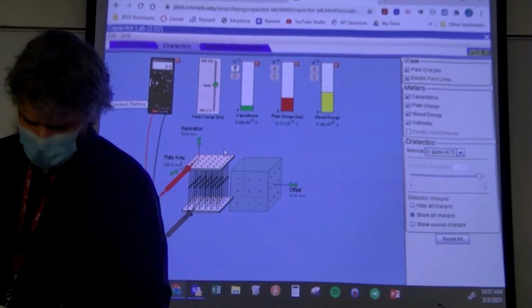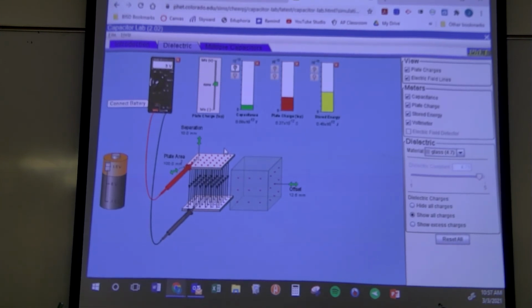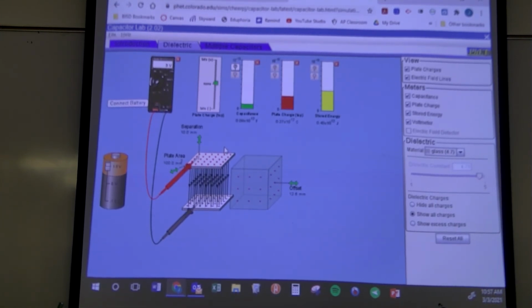So I'm going to start. I'm going to have a capacitor plate separation of 10 millimeters. I'm going to charge the capacitor to a potential difference of 1.5 volts, then remove the battery. And then I'm going to start here, insert the dielectric.